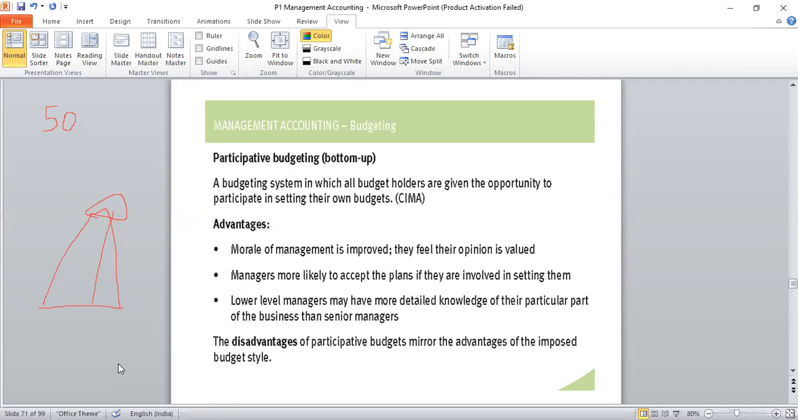Then the slack can be there. Inefficiencies can be included. All that becomes a disadvantage here in case of participative style of budget.